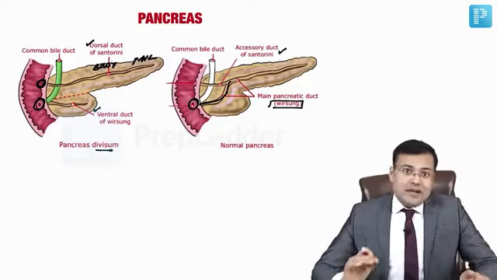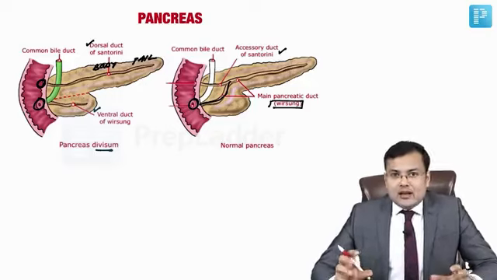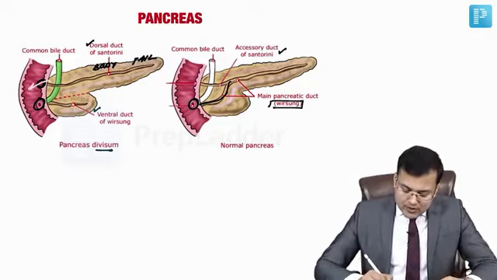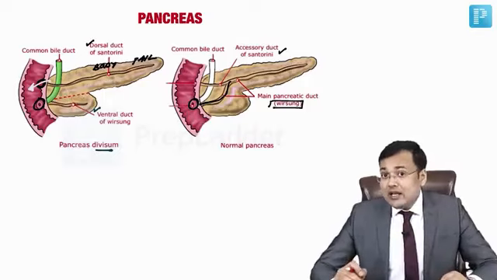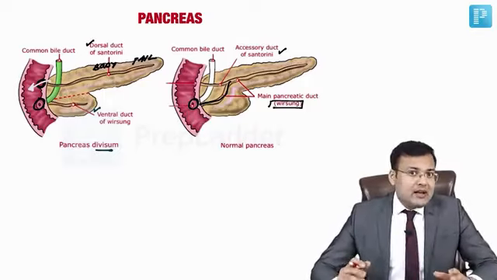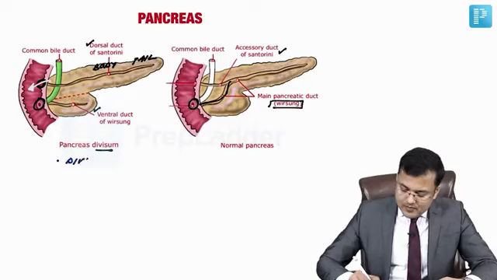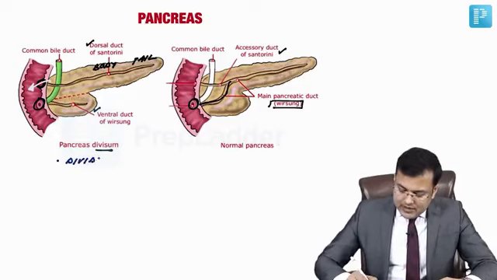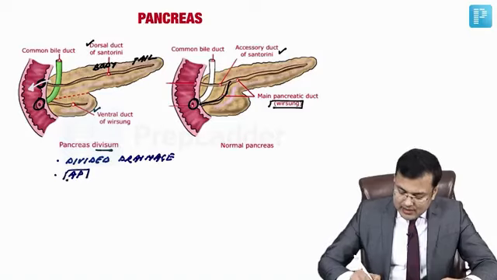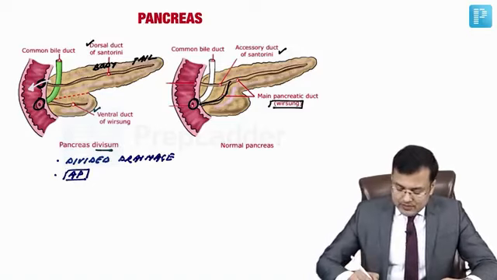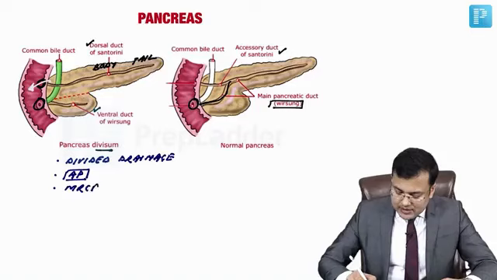Major part of pancreas is being drained by a minor duct, whereas little part of pancreas is being drained by the major duct. Because of this, there is relative outflow obstruction, and because of this, these patients have recurrent attacks of acute pancreatitis. What is the investigation of choice for diagnosis? That is MRCP.